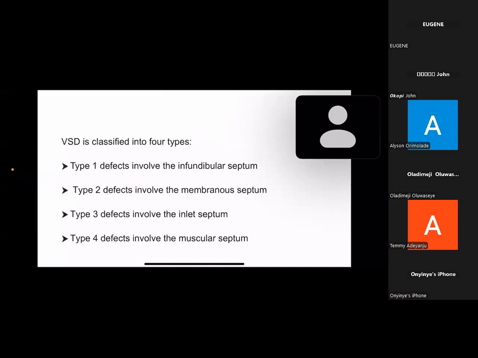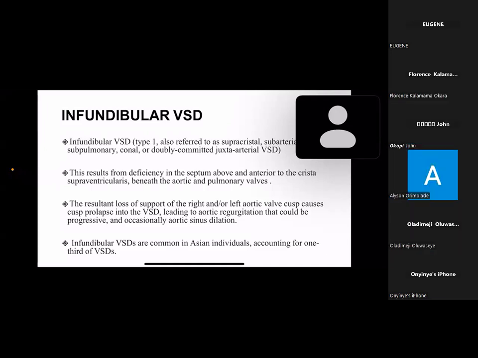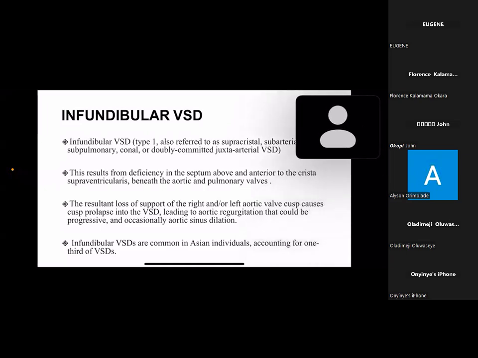So the VSDs, as I said, there are 4 types of ventricular septal defect, as listed below. For the infundibular type, can I be heard, please? Thank you. So the infundibular type is also known as the supracristal. It results when there is a deficiency in the septum above and anterior to the crista supraventricularis, and is usually beneath the aortic and pulmonary valves. The infundibular VSDs are common in Asians and account for one third of VSDs.